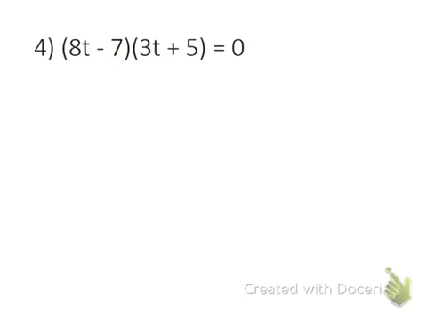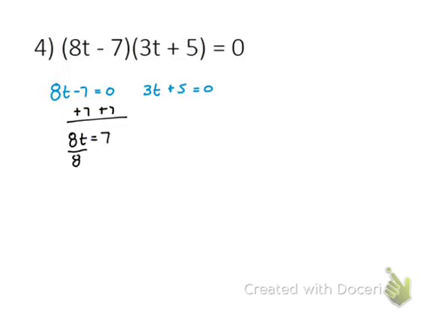The next example we want to look at is example 4. It's already been factored for us, so we're going to take 8t minus 7 and set equal to 0, and 3t plus 5 set equal to 0. So with this, we're then going to solve each for t. So for the first one, I'll add 7 to the other side. I've got 8t equals 7. Then I'll divide by 8. And I've got t equals 7/8.